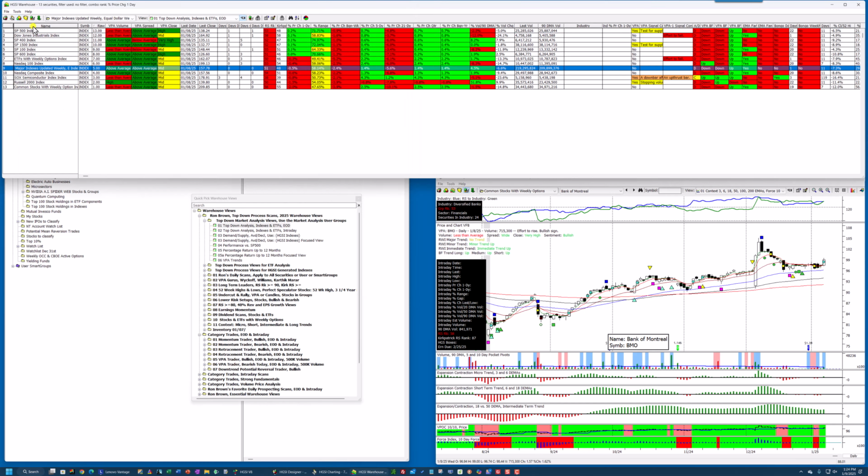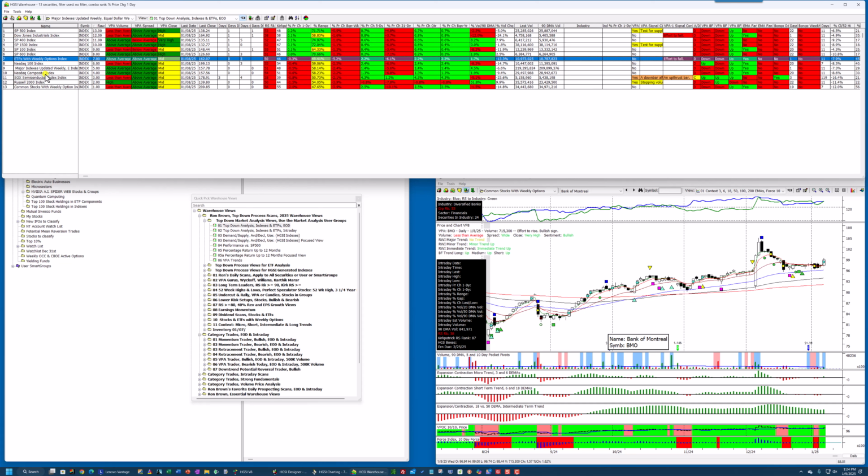Now I'm going to click through to the warehouse, and in the warehouse I am still using the same view, top-down market analysis, indexes and ETFs, number 1. Now I'm doing this on Thursday, the 9th of January. Jimmy Carter's funeral was today, so it's a national holiday, and I just want to get a feel for where the market is right now. So I'm going to use some of these indexes and some of my charts.